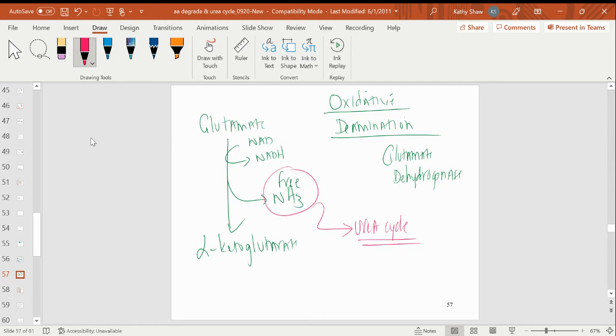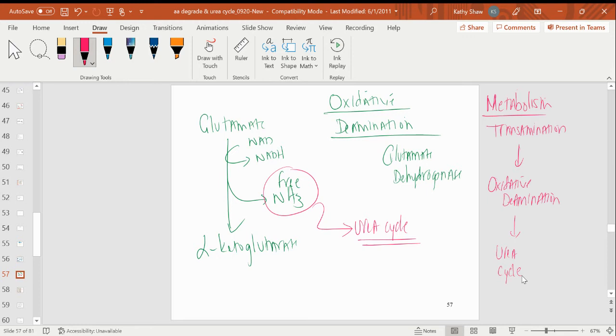So what have I done? What I've done in the name of metabolism is this. I've done transamination, followed by oxidative deamination, followed by the urea cycle.